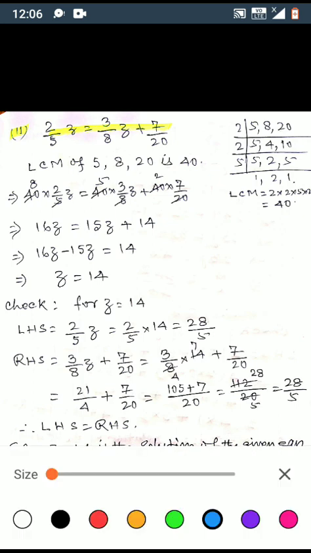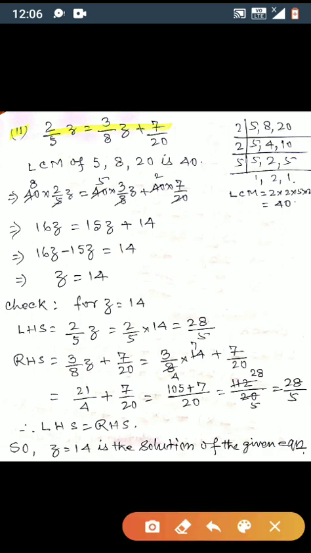Now question number 11. 2 by 5z = 3 by 8z + 7 by 20. Now first of all find the LCM of the denominators 5, 8 and 20, the denominators of both sides, LHS and RHS. So the LCM of 5, 8 and 20 is 40. Now multiply each of LHS and RHS by the LCM, that is 40.